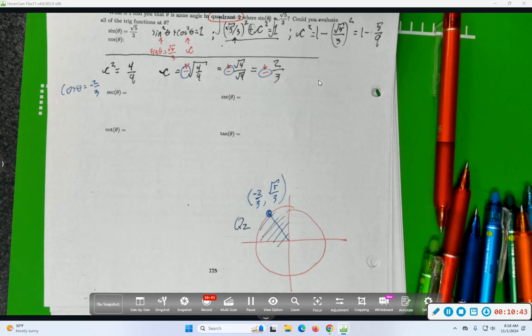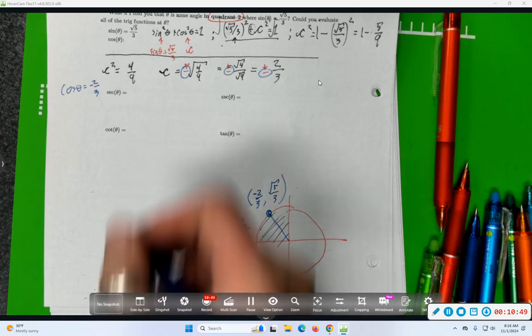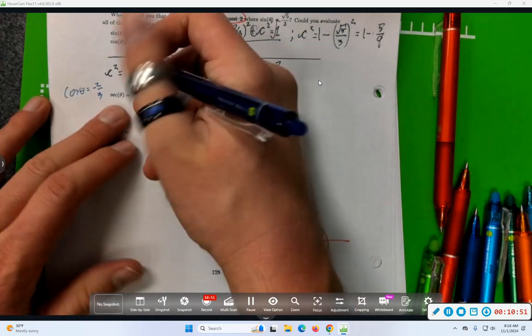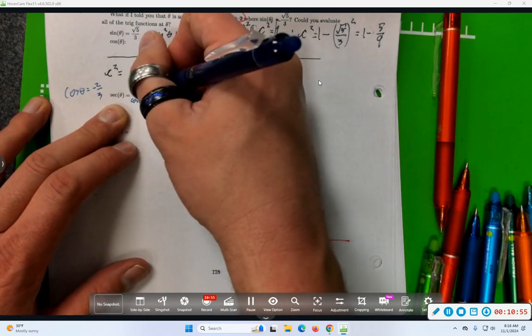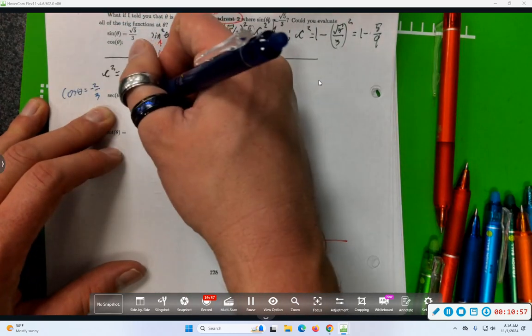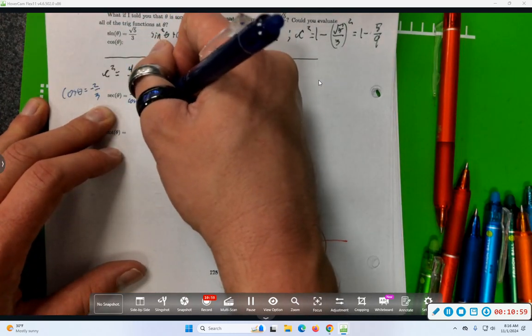Reciprocal cosine, right? It's 1 over the x value. Cosine is the x value. So secant theta is 1 over cosine theta. So that's 1 over, I know cosine, it's negative 2/3. 1 over negative 2 over 3.